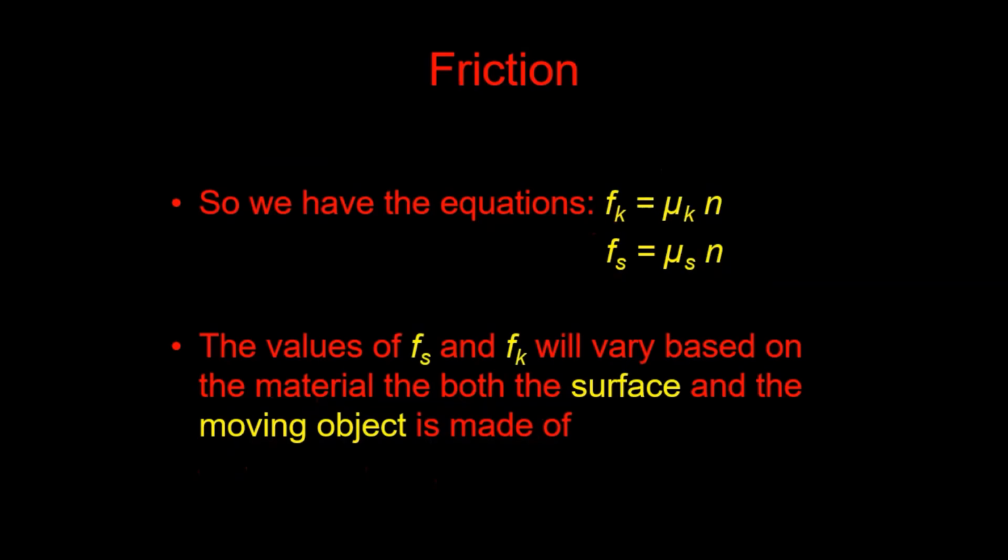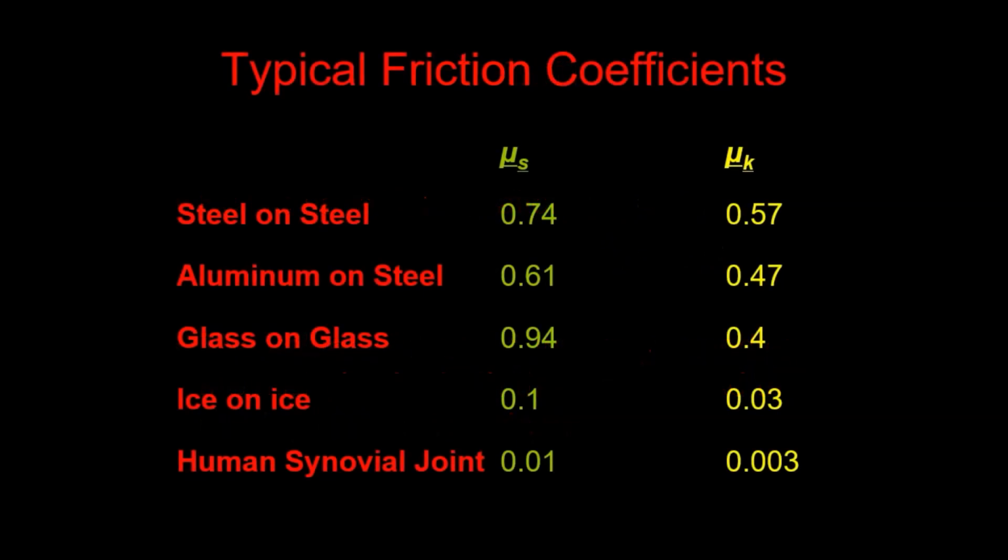So in terms of friction, you have these two main equations. Fk equals μk N, Fs equals μs N. And those mu values are based on the bonding in the material that makes up the moving object and the surface it is running on. And typically these are the kind of coefficients you'll see. Steel on steel is about 0.74, aluminium on glass 0.6, glass on glass 0.9, ice on ice 0.1, and you can see here human joints have very low coefficients of friction.